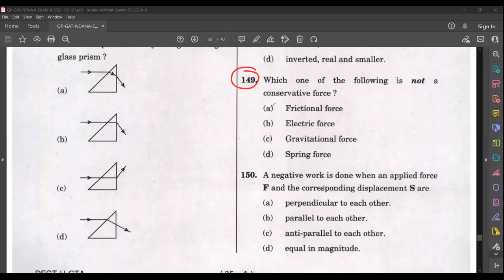Which one of the following is not a conservative force? Frictional force, electric force, gravitational force, spring force. Which is not a conservative force? Electric force is conservative. Gravitational force is conservative. Spring force is conservative. So the force that is not conservative is frictional force. Next question.